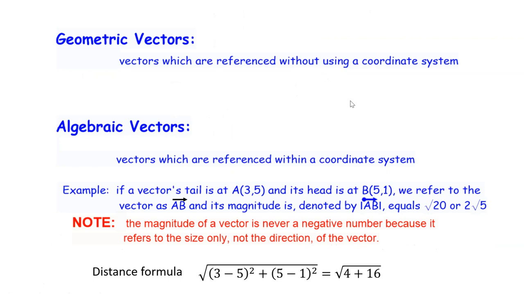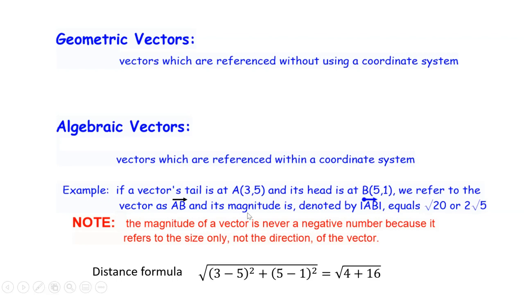What is the difference between those two types of vectors? We'll do them both in this course, but we need to make a distinction between them. So vectors which are referenced without using a coordinate system, like what we just did, those geometric vectors, just used, didn't really need a coordinate system, right? Those are geometric vectors. Algebraic vectors are referenced within a coordinate system.